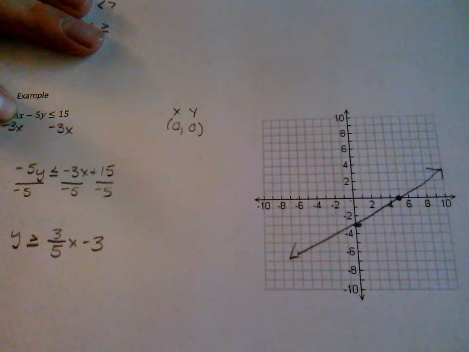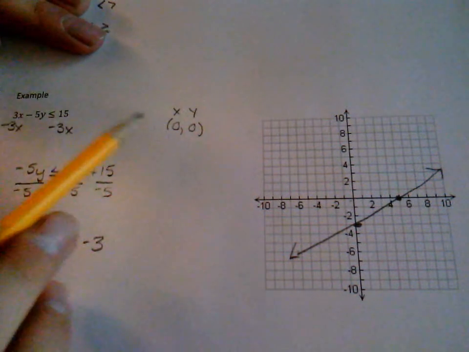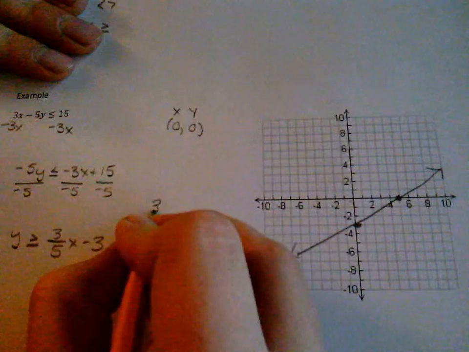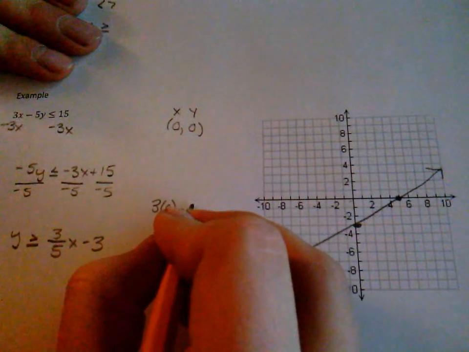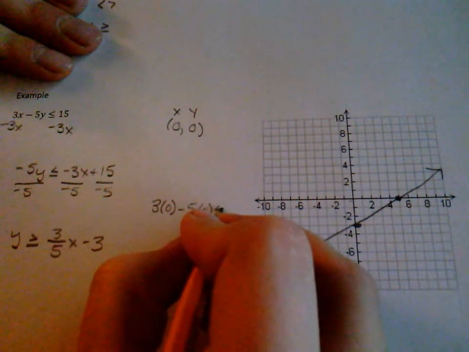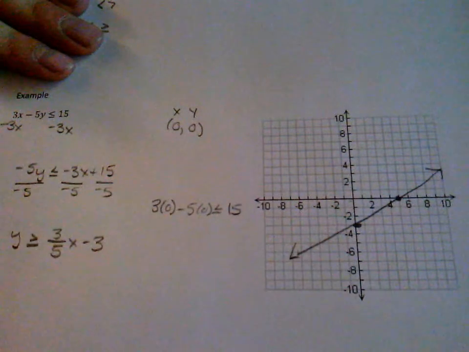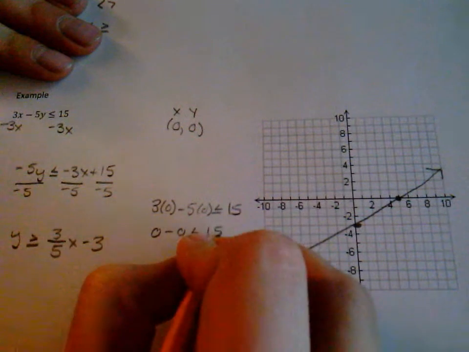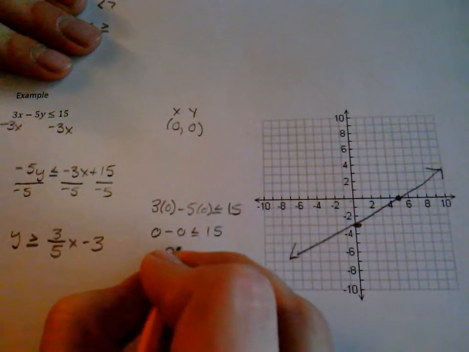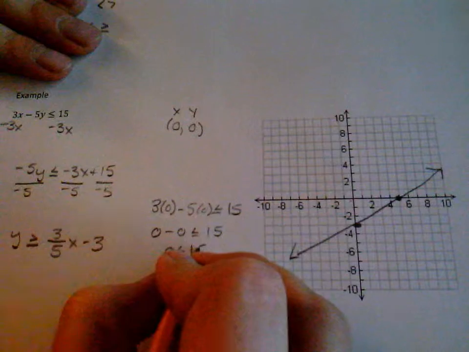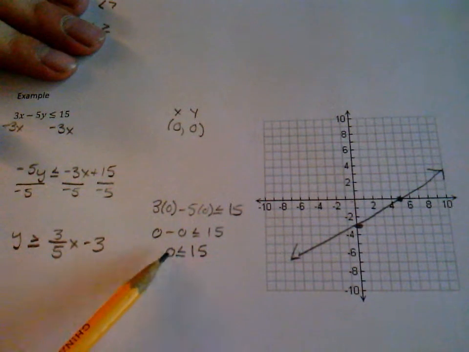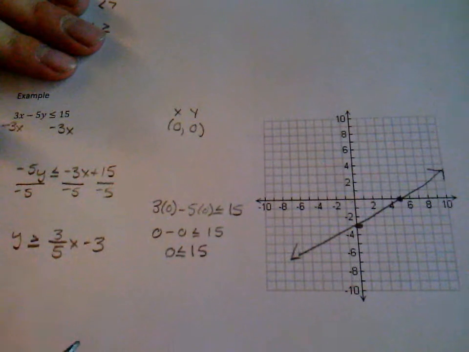So if I plug 0 in for x and 0 in for y, because that's what our x and y is, let's figure out what we get. So we get 0 times 3 times 0 minus 5 times 0 is less than or equal to 15. So that means 0 minus 0 is less than or equal to 15, or just that 0 is less than or equal to 15. Now, is this a true statement or not? Is 0 less than or equal to 15? The answer is yes, it is a true statement.